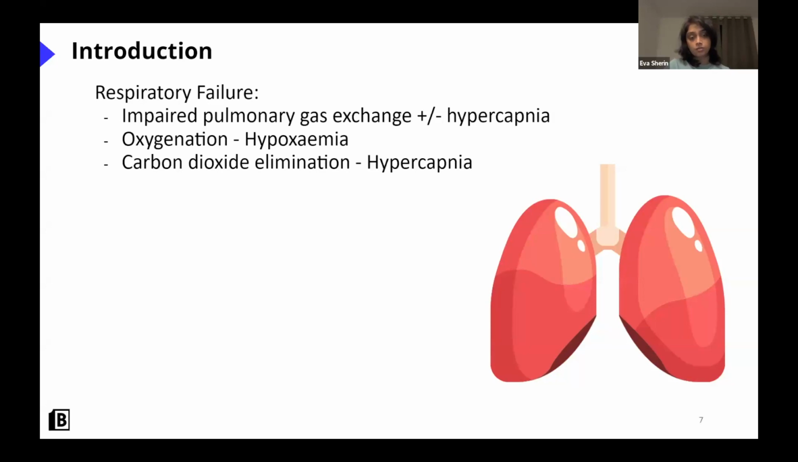Your normal partial pressure of oxygen is 10 to 14, and anything less than 10 is quite significant. Anything less than 8 is even more significant. At least that's what I keep in mind when I treat someone. Carbon dioxide elimination, 4.5 to 6 is what I keep in mind for my range.